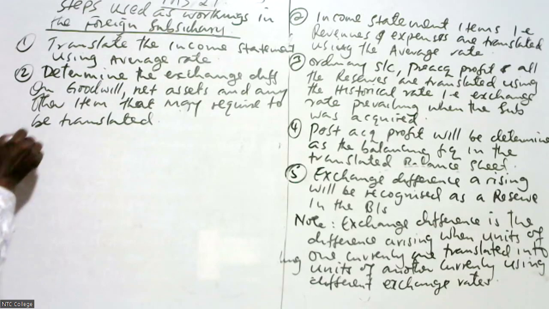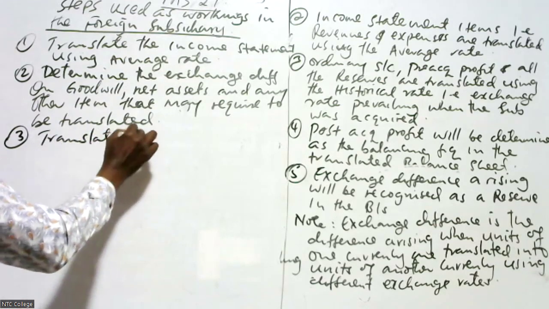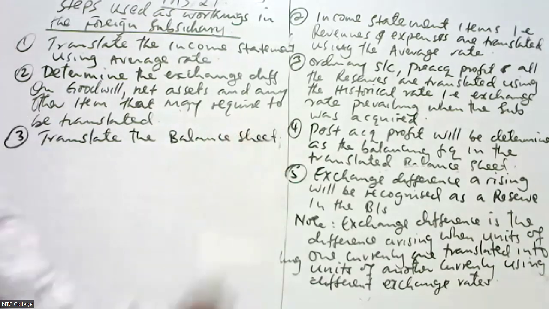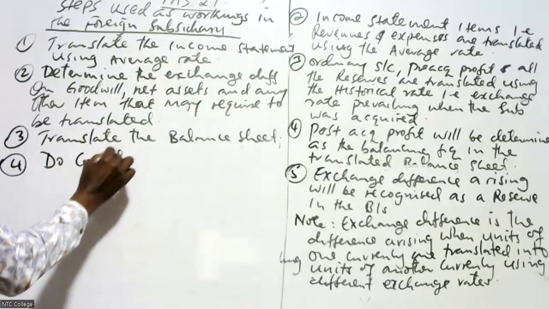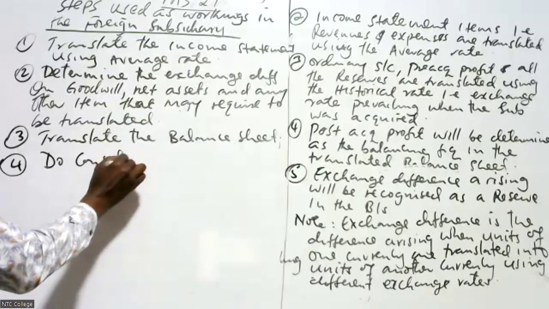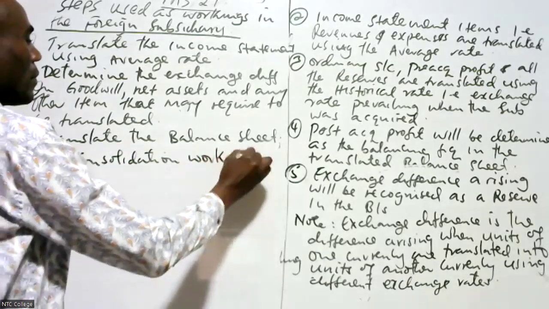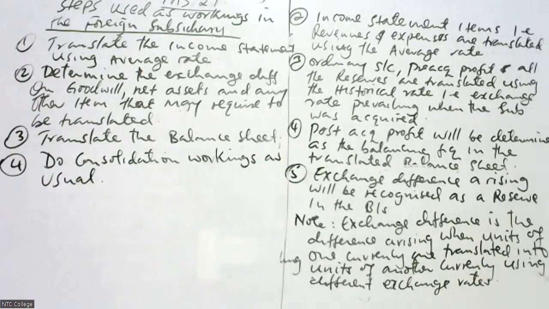Then number 3, translate the balance sheet. Then lastly, number 4, do consolidation. Do consolidation workings as usual.